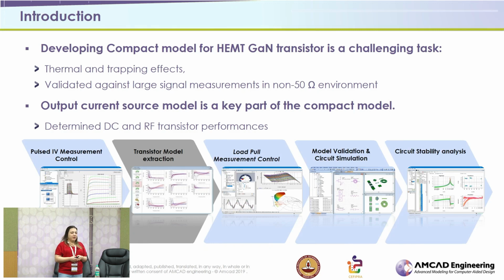After that, we will perform some specific characterization in transient and in IV network in order to highlight and understand the traps effects and also the thermal effects. And we will implement them in the compact model. At the end of extraction, this compact model will be validated against load pull measurements and large signal performances because it's a very important thing to do to help the designers after.